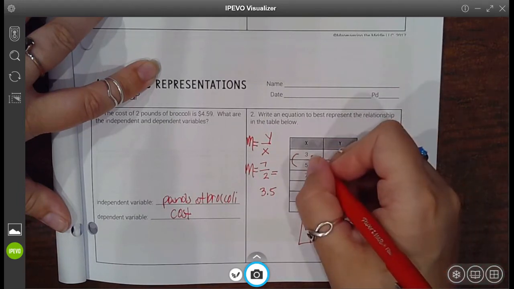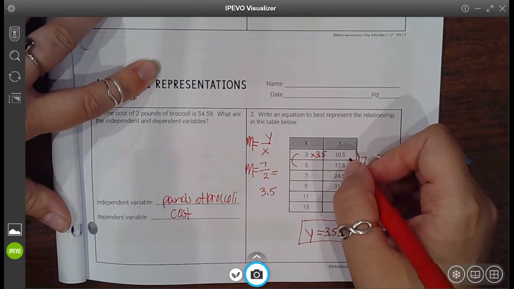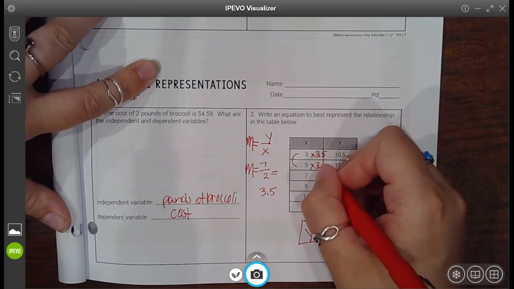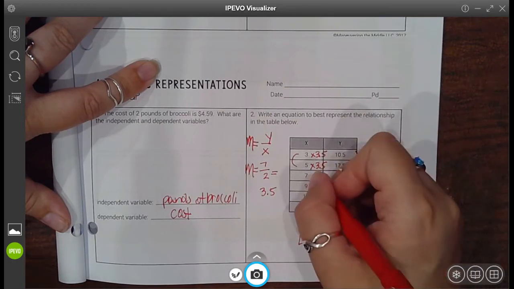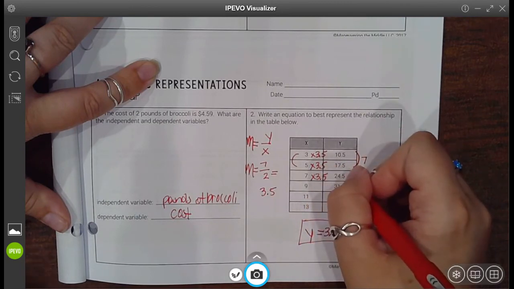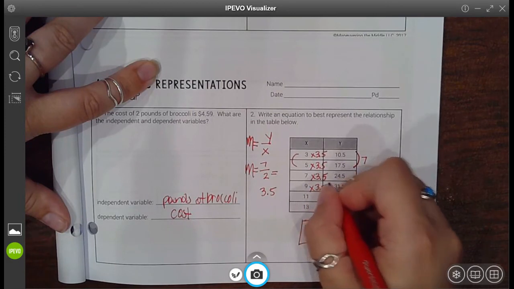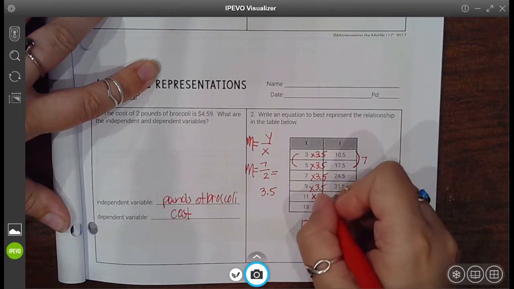and get your y. So go 3 times 3.5 in your calculator. Did you get 10.5? Good. Okay, then do that again. 5 times 3.5. Do you get 17.5? Perfect. Okay, it has to hold up for the whole table to be true, though. So 7 times 3.5. Do you get 24.5? Awesome. Okay, 9 times 3.5. Do you get 31.5? Okay, it's almost totally 100% true.